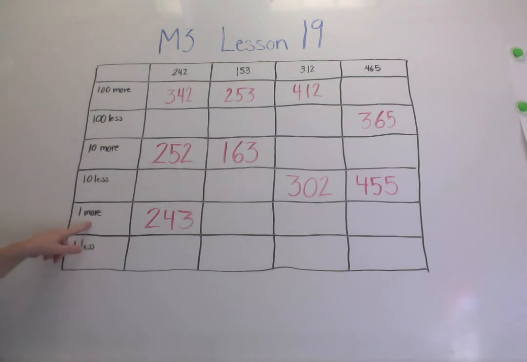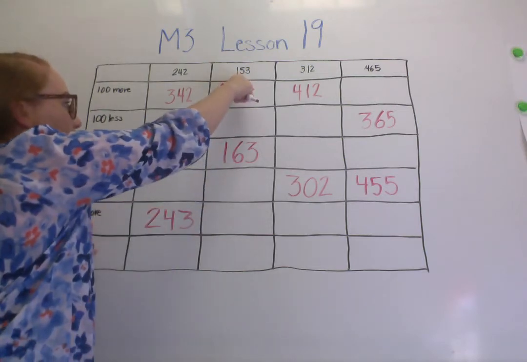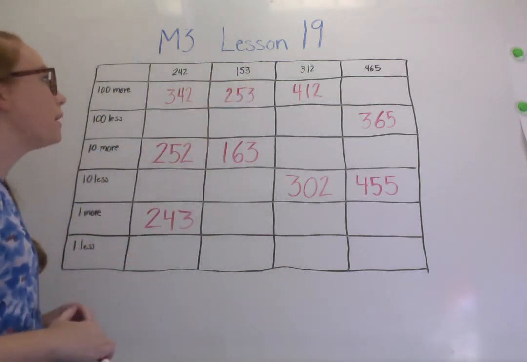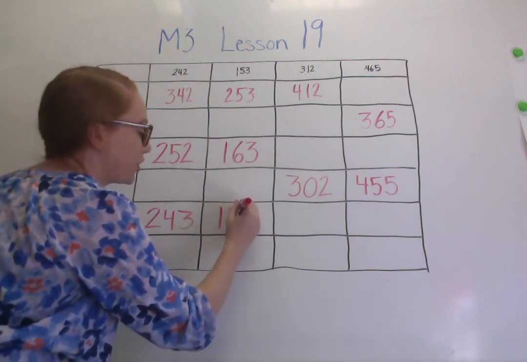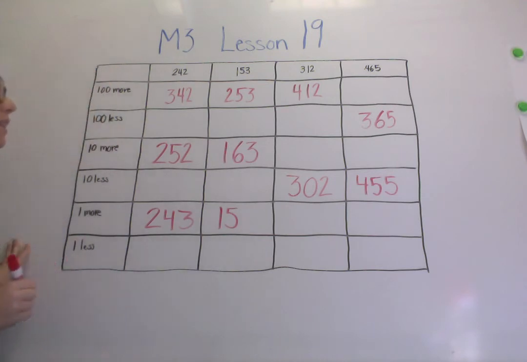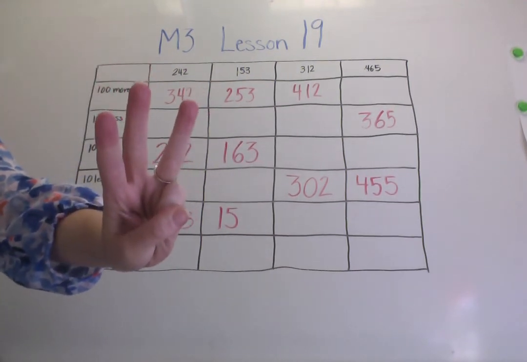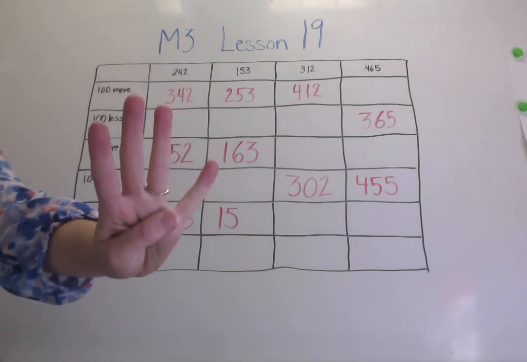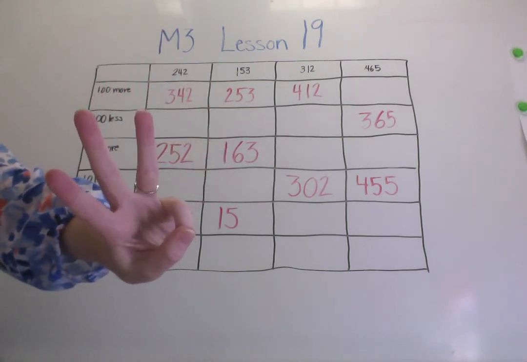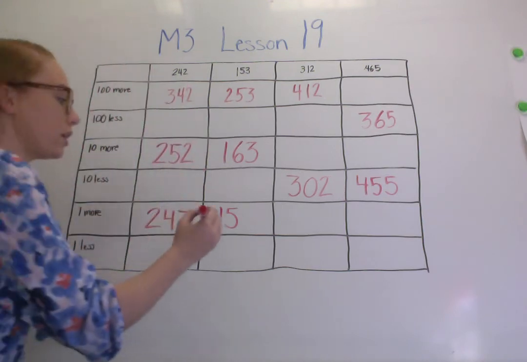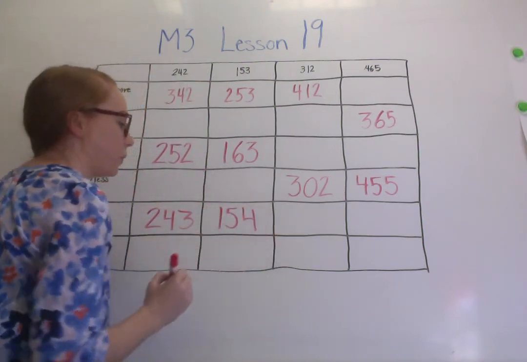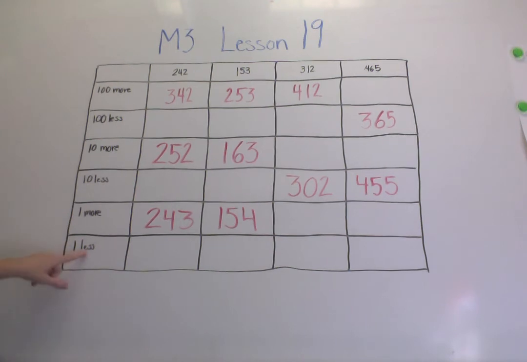Next, it says 1 more for the number 153. If I'm going to have 1 more, that means my ones place is going to change. I'm going to bring down what's in my hundreds, bring down what's in my tens, and think now. I have 3 ones, but it's telling me I need 1 more. Wow, I'm going to have a 4 now. My answer is 154. Next, we're moving down to the next row.